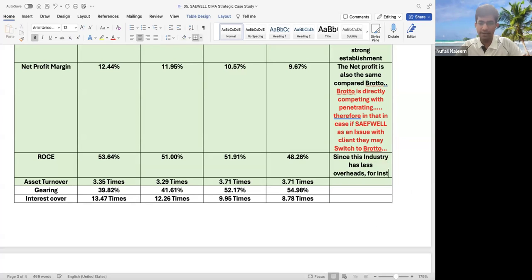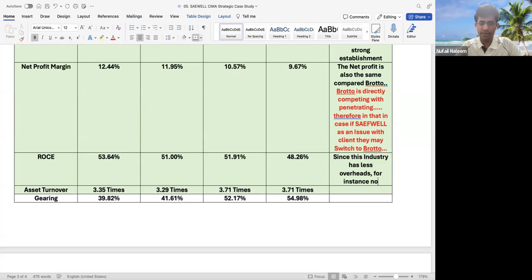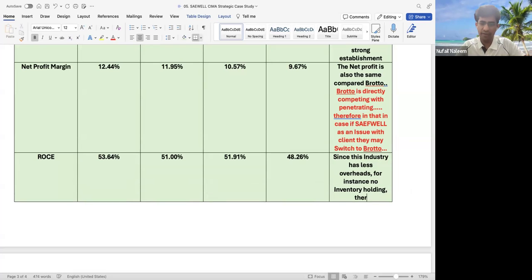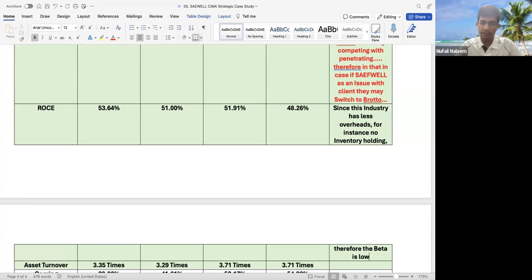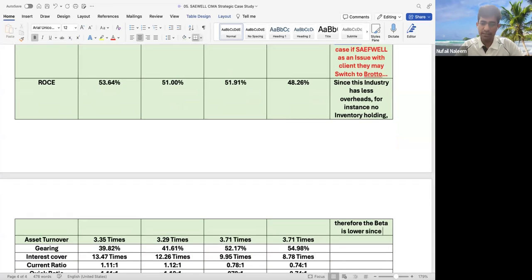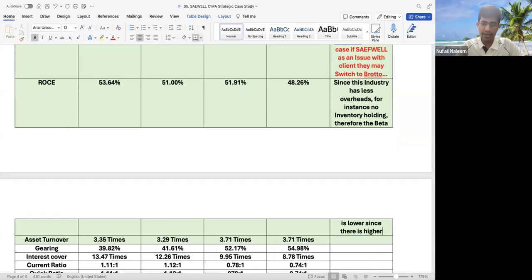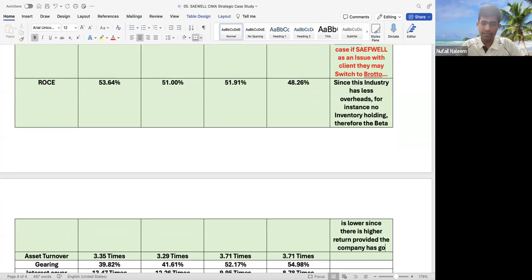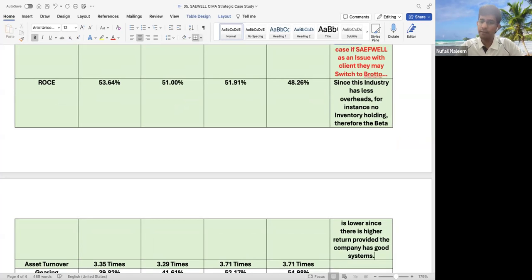For instance, no inventory holding. Are you understanding that perspective? There is no inventory holding in this. Can I get that point there? So therefore, the beta is lower since there is a higher return, provided the company has good systems.